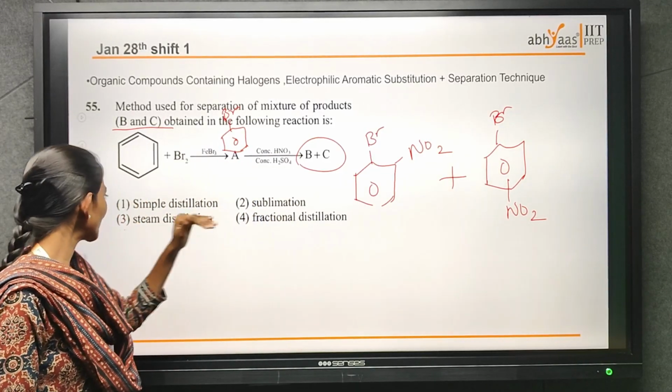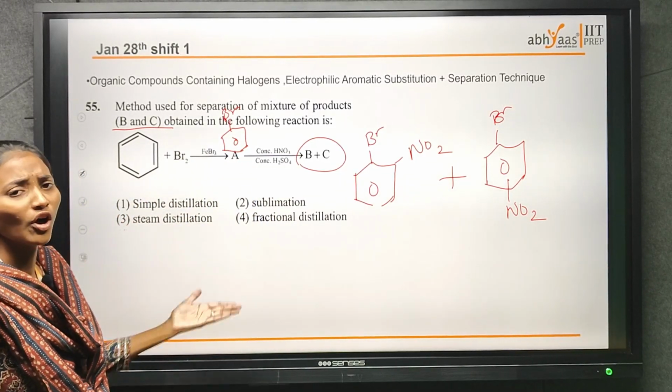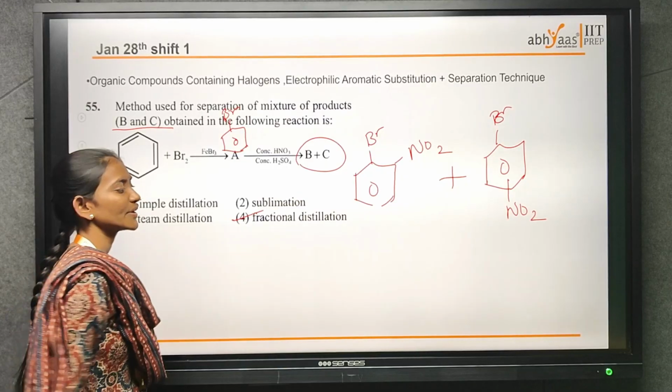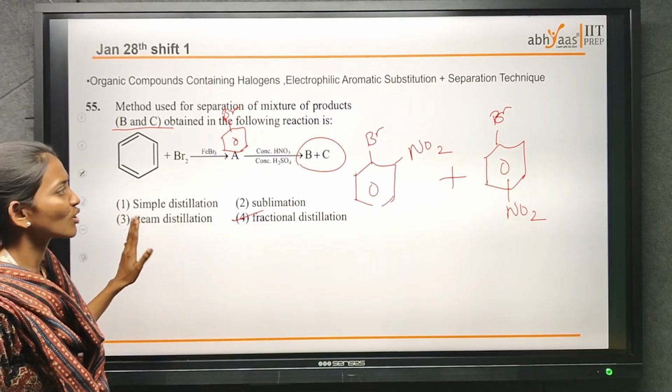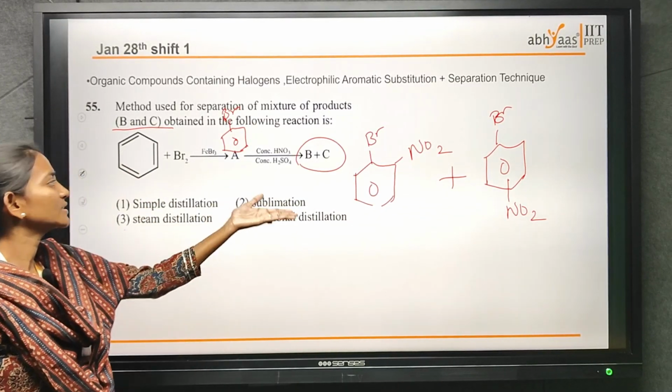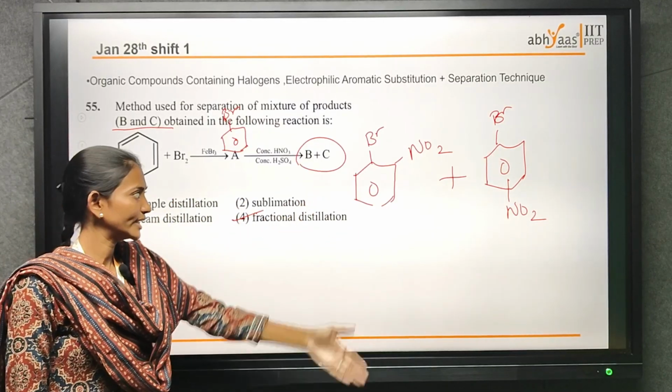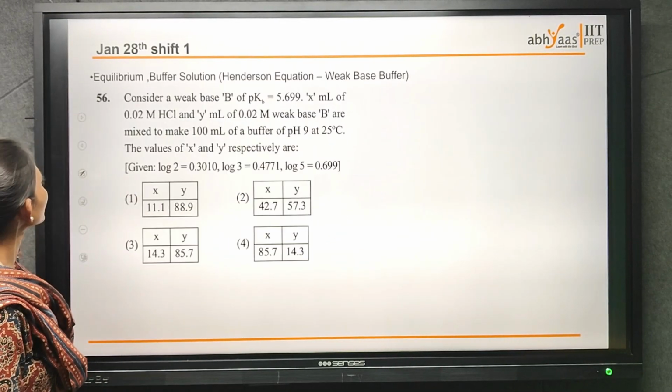Simple distillation, sublimation, steam distillation, fractional distillation. Obviously, these can be separated by fractional distillation. So this is not that tricky. If you apply simple basic knowledge of how to calculate and how to write the product, you will get your answer. Moving on to the next question.